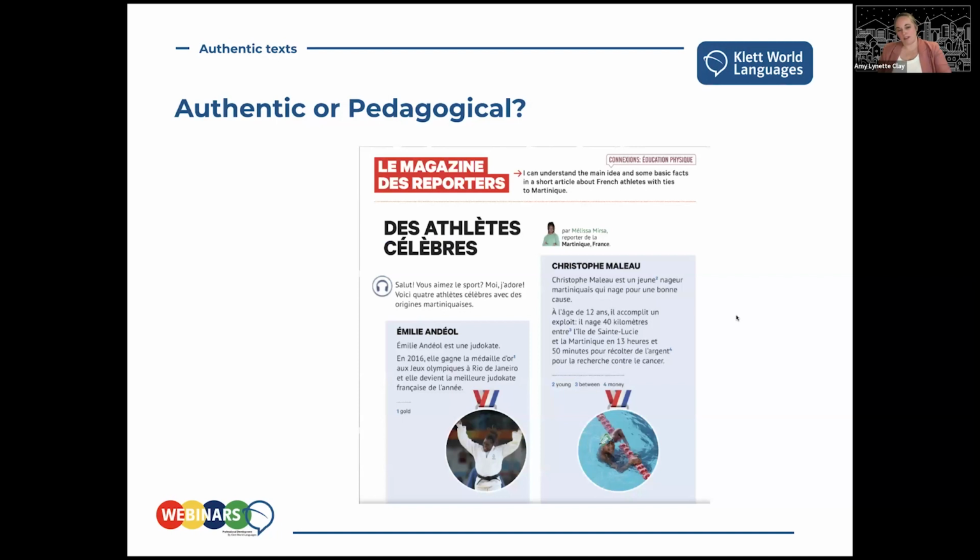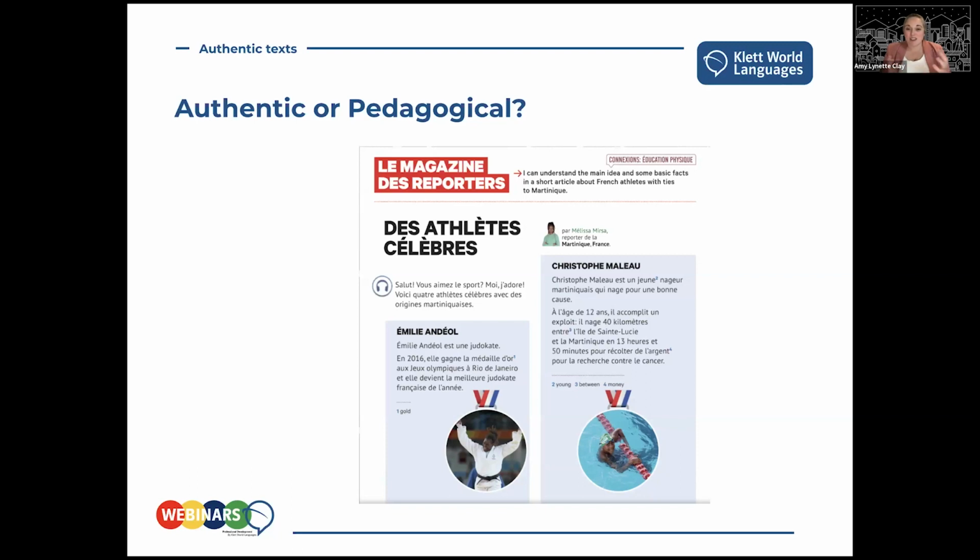And here's one more. This is the magazine des reporters. It's also in the Reporter francophone textbook. It's written by maybe Mirsa, who's in Martinique, France, for the textbook for the students. Yeah. So I see a few people dropping in pedagogical for this one in the chat. Yeah, and this one's pedagogical. It presents a few different athletes. But the target audience is students. The language is adjusted for students to be able to understand it.